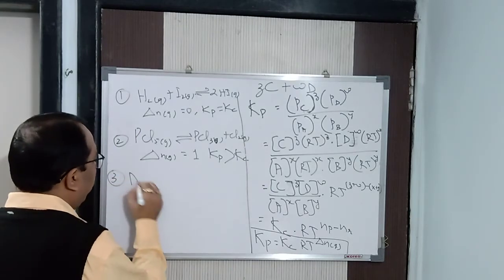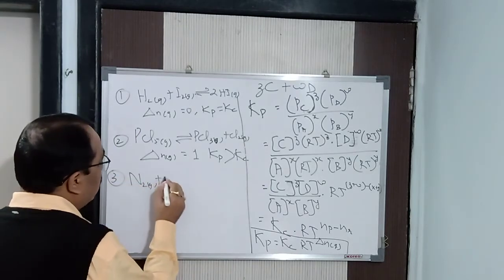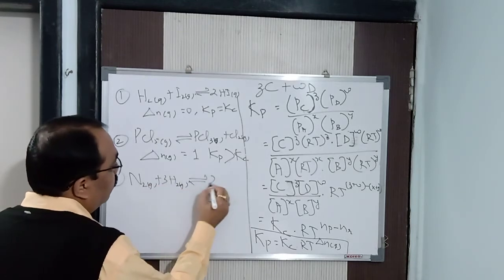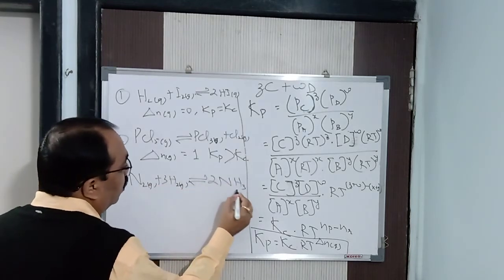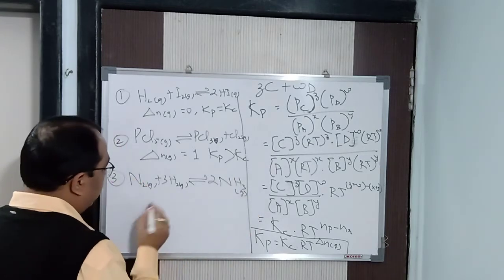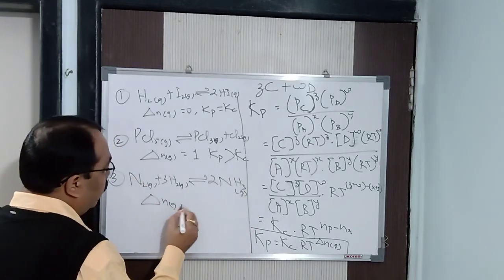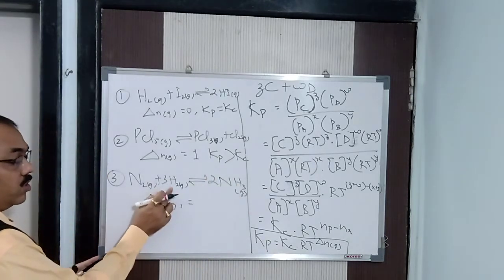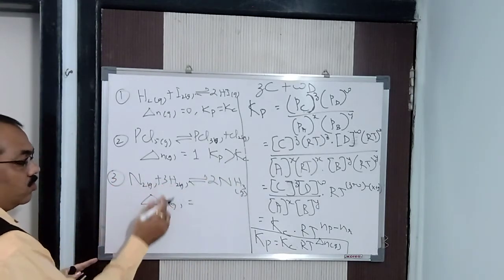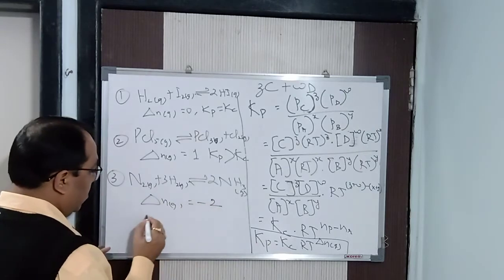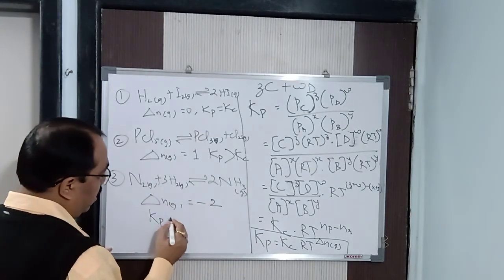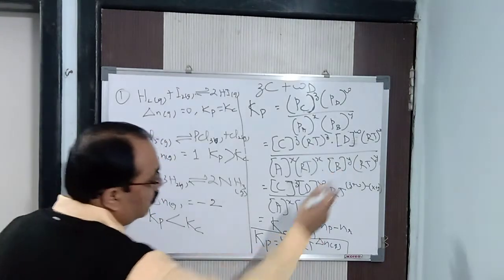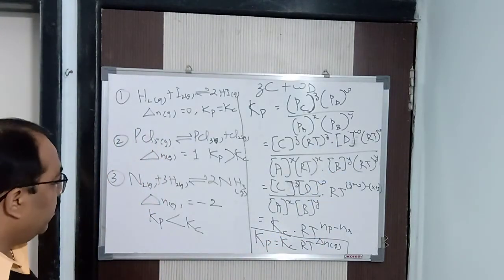Now if I take N2 gas plus 3H2 gas, reversible sign, gives 2NH3 gas, then delta Ng will be: the number of moles of product is 2 moles and the reactant is 4 moles. You can see this is 1, this is 3, 4 moles. So 2 minus 4 is minus 2. So Kp will be, what is that? It will be less than Kc, because Kc into RT to the power negative. So Kp will be less than Kc.